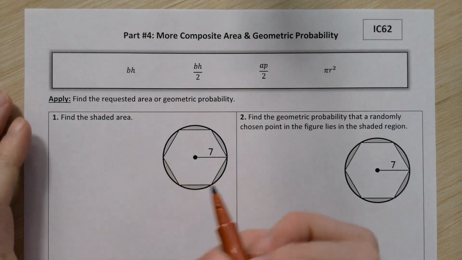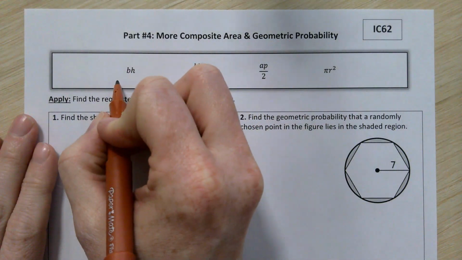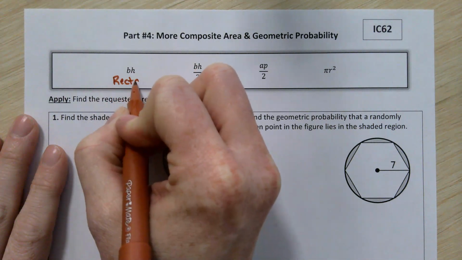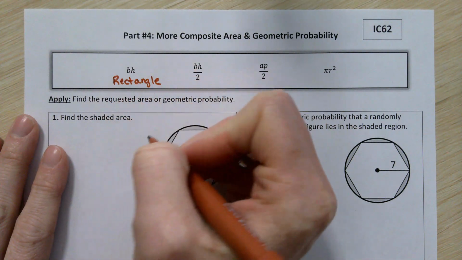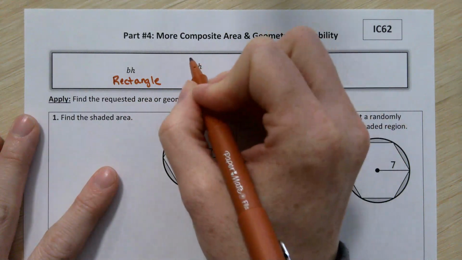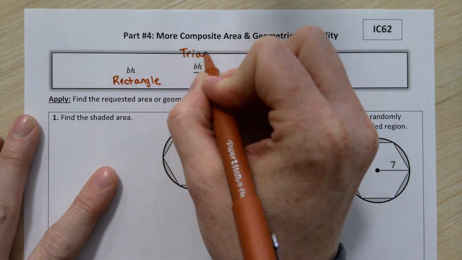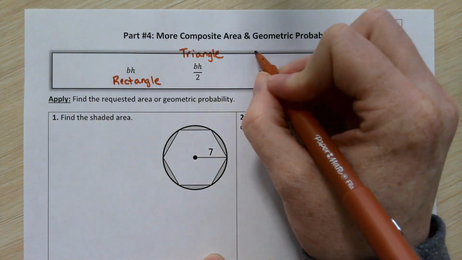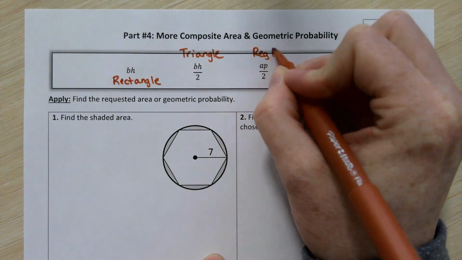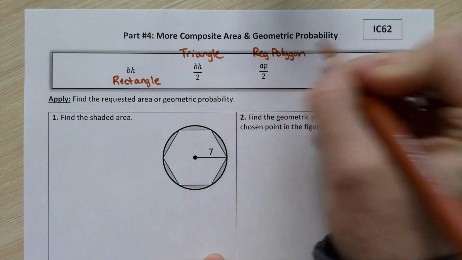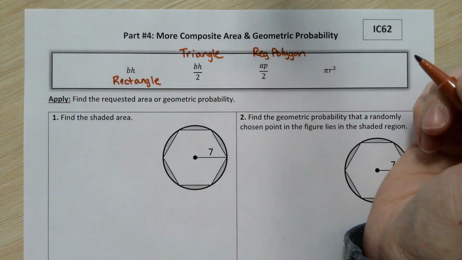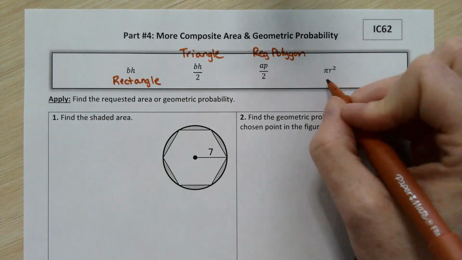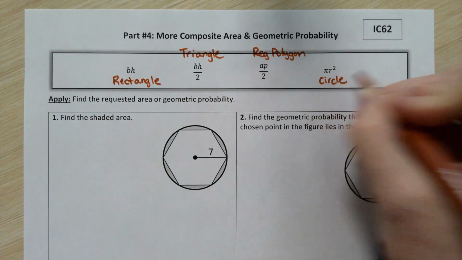So as we go through, as a reminder of previous topics, base times height is what we would use to find the area of any type of rectangle. Base times height divided by 2 would be any kind of triangular shape. AP over 2 would be those regular polygons, so any type of shape that has multiple sides that are all congruent to one another, as well as angles. And then pi r squared is for the circle.